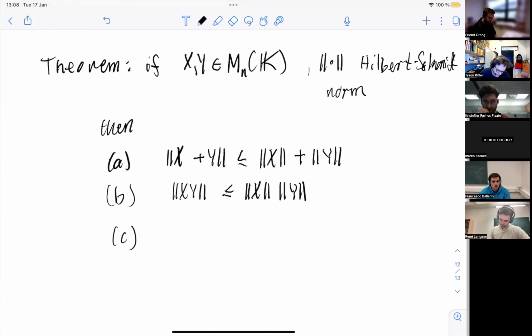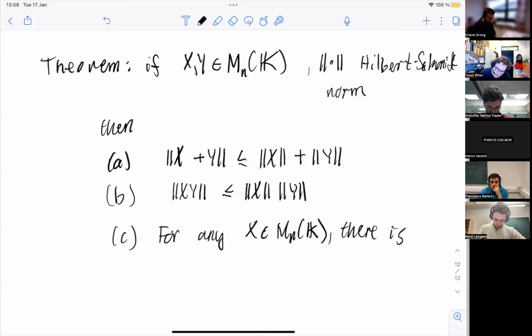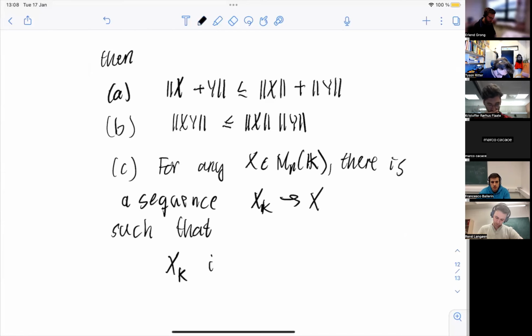And then for any x in M_n(K), there is a sequence x_k converging to x such that each x_k is diagonalizable.